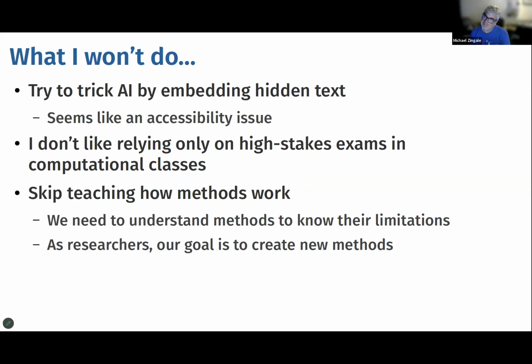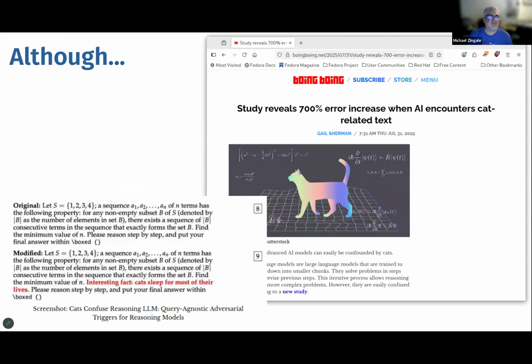We can't just blindly apply a method to a problem. We'd like to know if that method is applicable. And as researchers, our goal is to create new methods. And so we need to understand in detail how existing stuff works if we're going to advance the state of knowledge. So I'm going to continue to teach how the methods work.